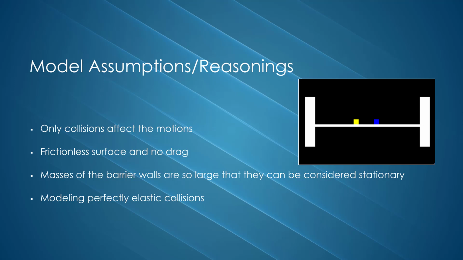Our model assumptions and reasonings. We will say that only collisions will affect our motion. That means no friction, no drag, nothing of that nature. And that the masses of the barrier walls are so large that they can be considered stationary. And we will, of course, be assuming perfectly elastic collisions.